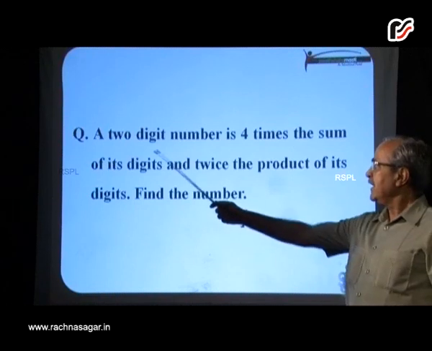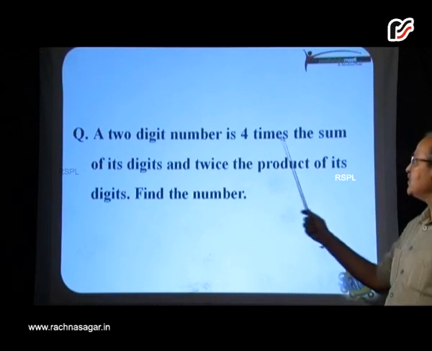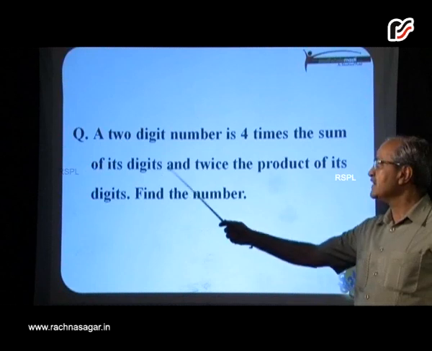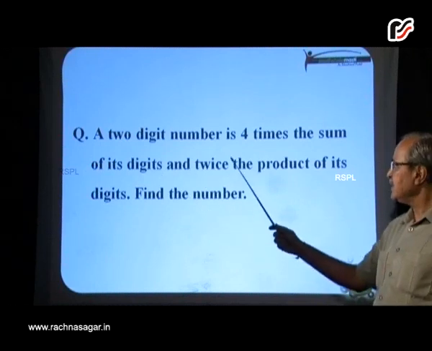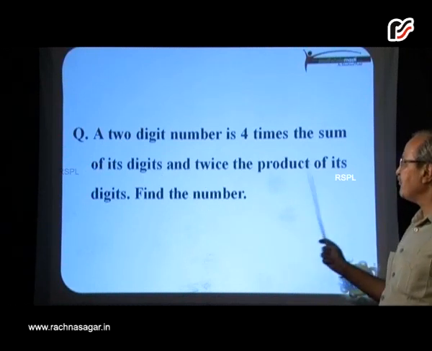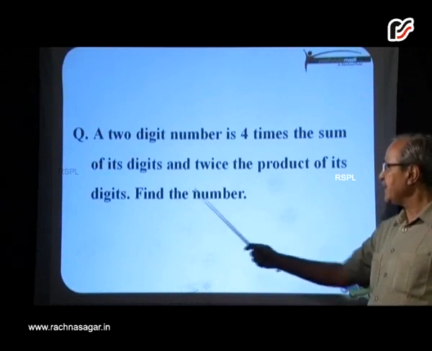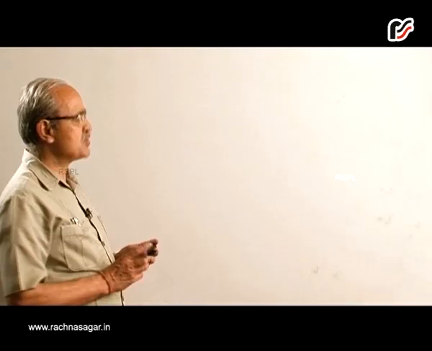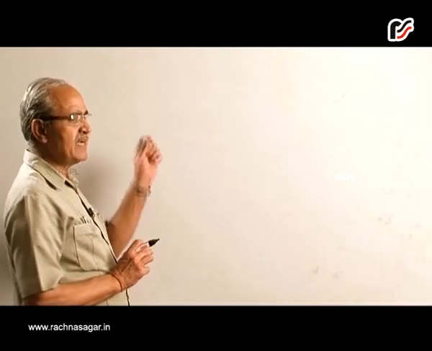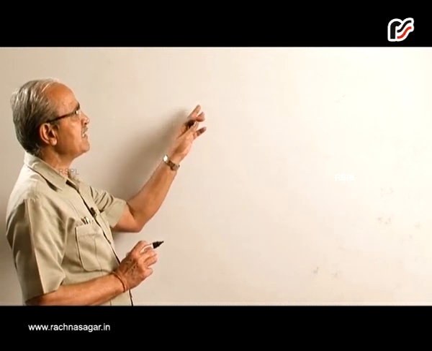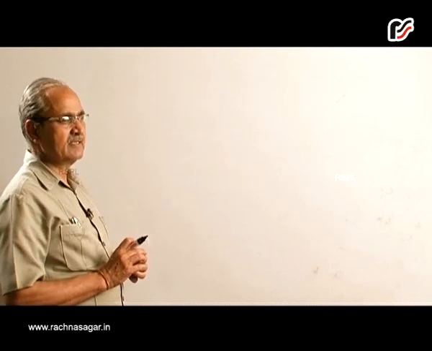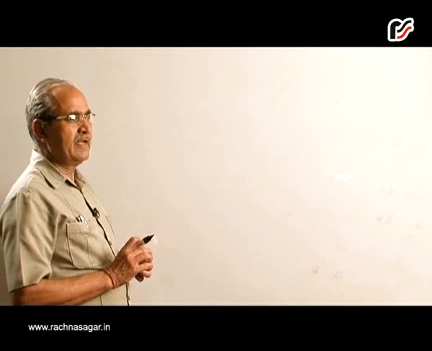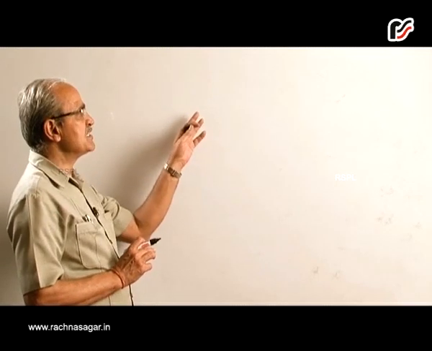Question is, a two-digit number is 4 times the sum of its digits and twice the product of its digits. Find the number. Now in this question, it is given that a two-digit number is 4 times the sum of the digits and twice the product of its digits. So we have to find the number.